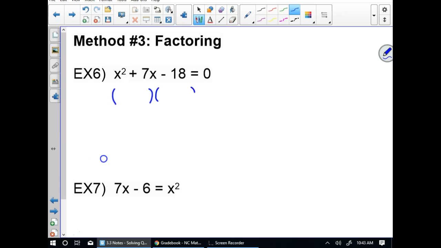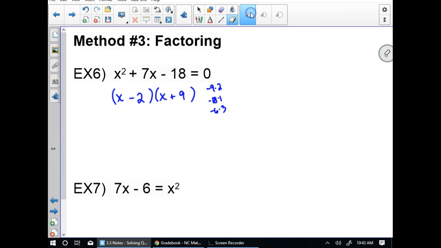So I know I would have x and x. I've got negative 18, so for negative 18 I could use negative 9 and 2, I could use negative 18 and 1, I could use negative 6 and 3. Which one of those could give me that positive 7? The 9 and 2. And which one should be negative, the 9 or the 2? The 2. So I'll have negative 2, positive 9. And you can check to make sure that that works.